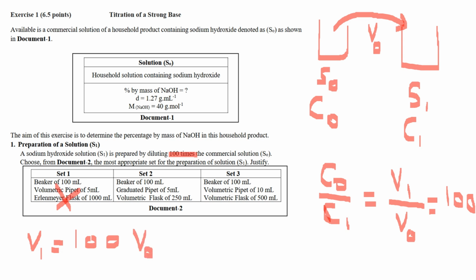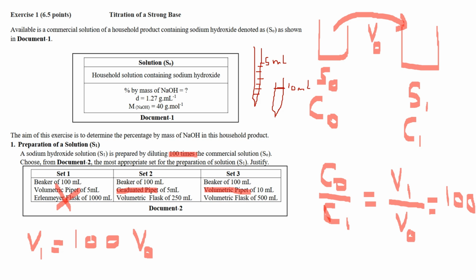Let's talk about the two remaining options that we have. V0 should be taken by graduated pipette or volumetric pipette. Both of them can work. The difference is that the graduated pipette has a graduation of 5 milliliters. There is a graduation, so it's a maximum of 5 milliliters, but we can use it to take 3 milliliters, 2 milliliters, and so on. The volumetric pipette is only 10 milliliters, so there is only one volume that we can take using this pipette, which is equal to 10 milliliters.